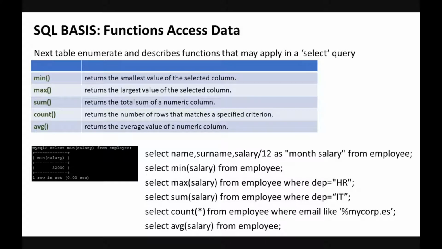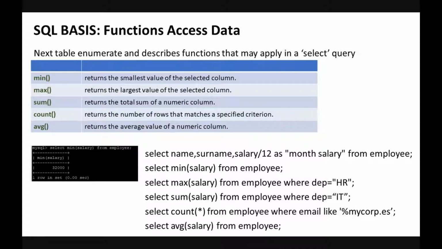We can also operate with the data accessed from tables. This slide shows some functions that can be used to obtain data in a select statement. Function min obtains the minimum value of a field from selected rows. Function max obtains the max value of a field from selected rows. Function sum returns the sum of all the values of the indicated field, of the rows selected by the query. Function count returns the number of selected rows. It is usually used to get the total number of rows in a table.